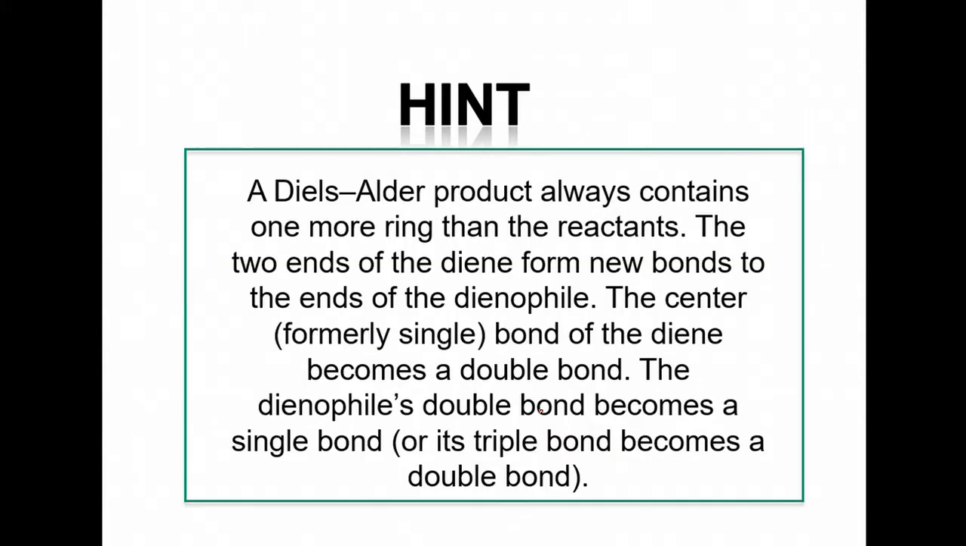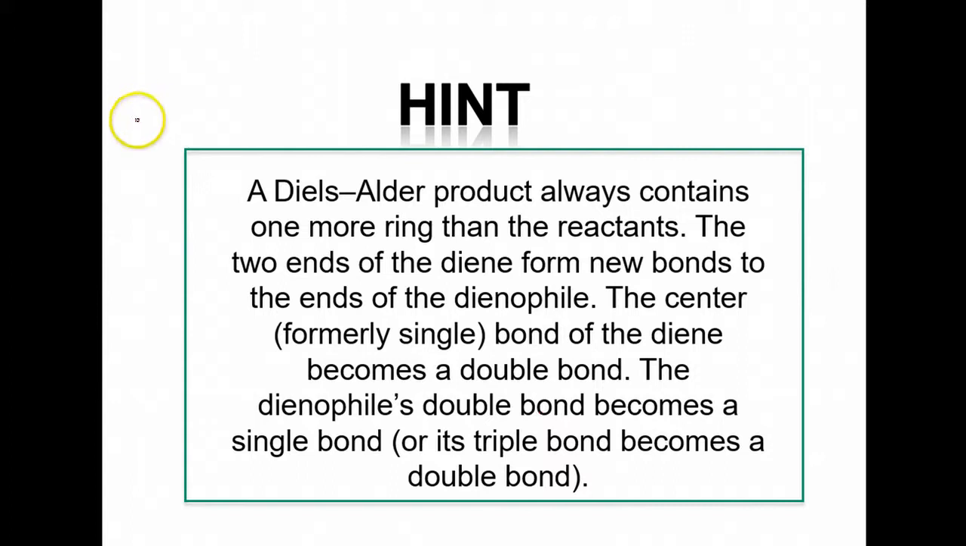Okay, here's a hint that your book tells you. A Diels-Alder product always contains one more ring than the reactants. So if you don't have a ring, the reaction forms a ring. If you have two rings, then the reaction is going to make a third ring. The two ends of the diene form new bonds to the ends of the dienophile.